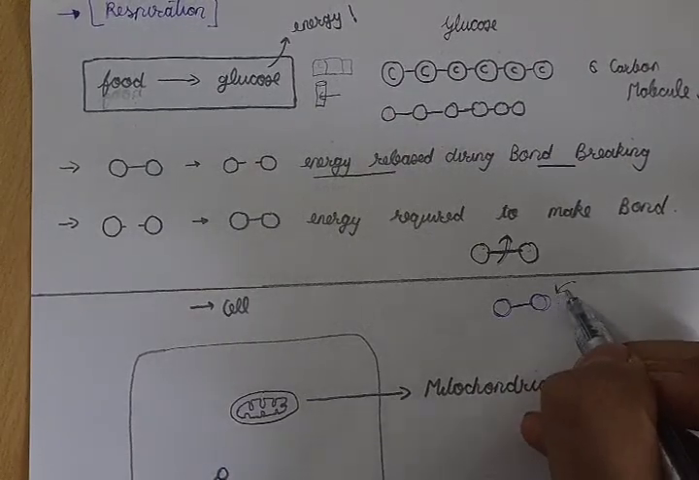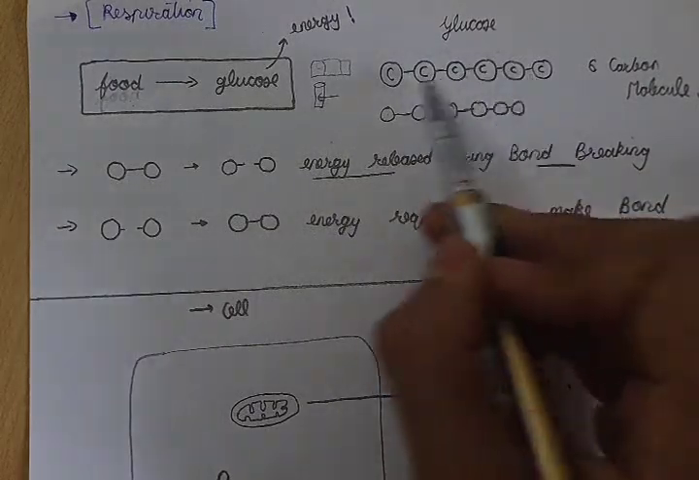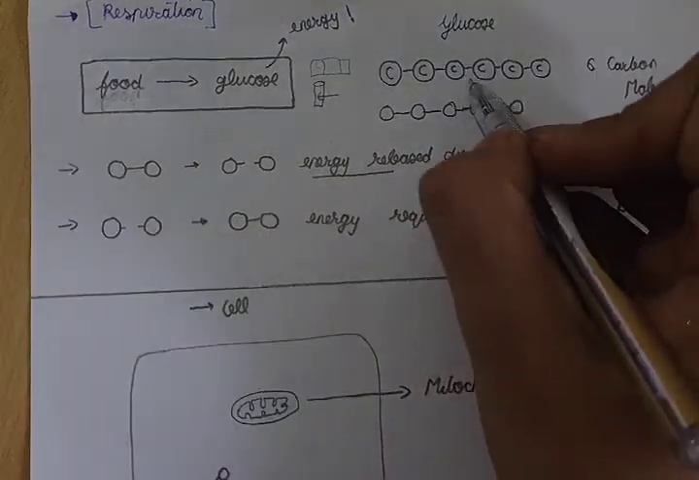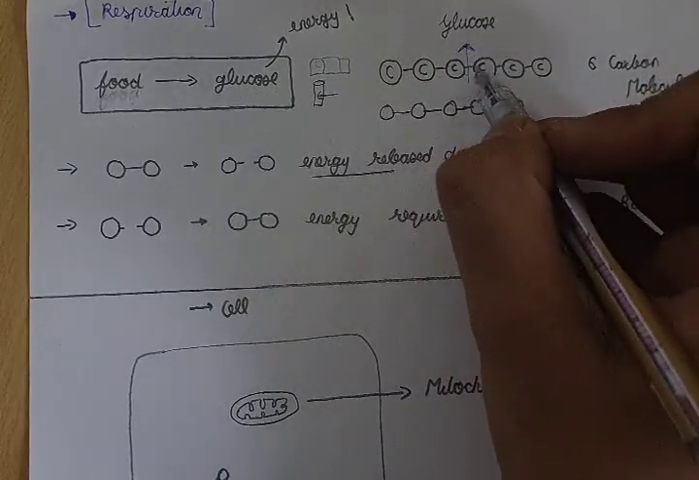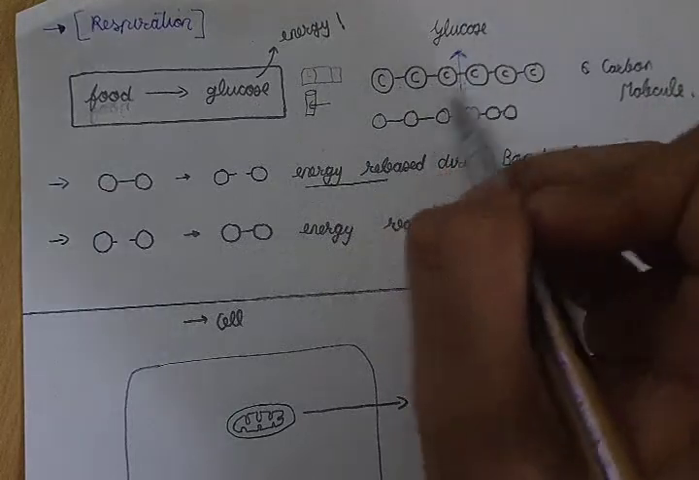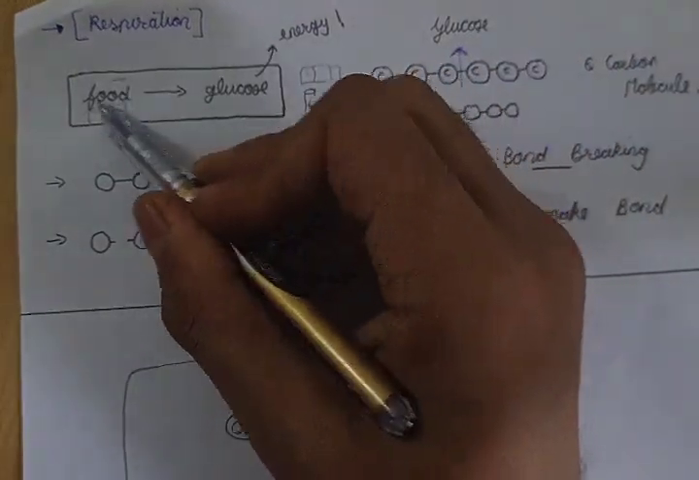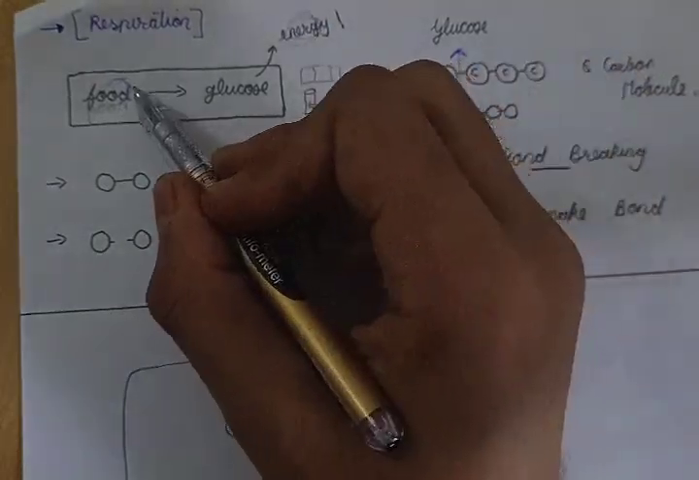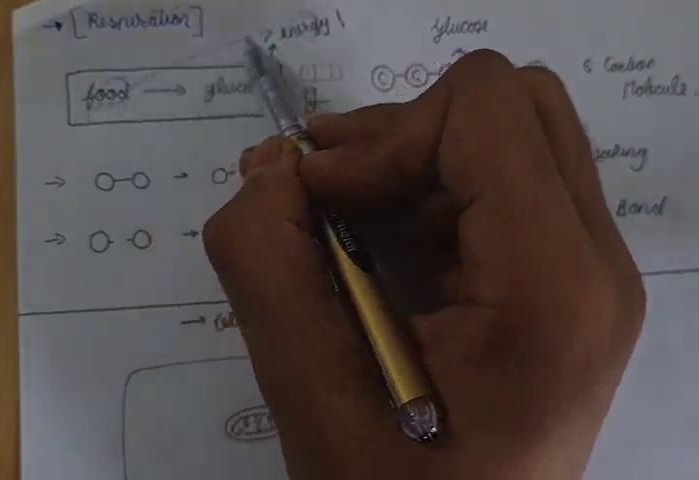So in glucose, there are many bonds. What we will do is break these bonds, and when we break these bonds the energy will be released. So this is how we get energy from glucose, by breaking the bonds of the glucose. The glucose comes from food, so food gives us energy in this way. We all know that the food we eat gives us energy, but how?